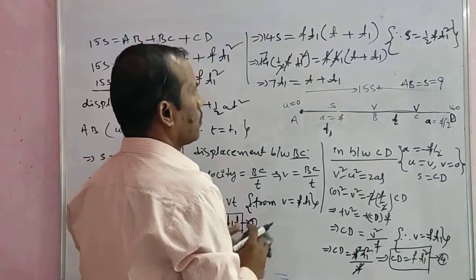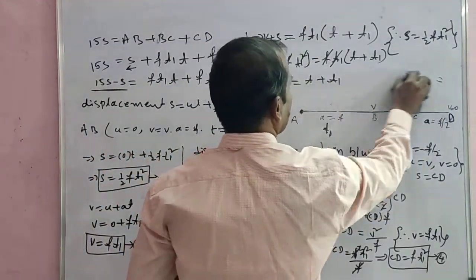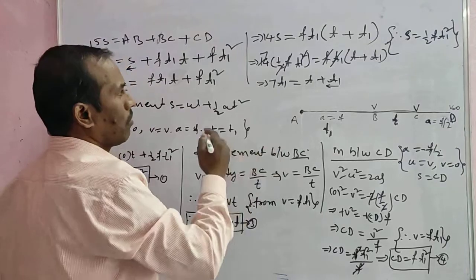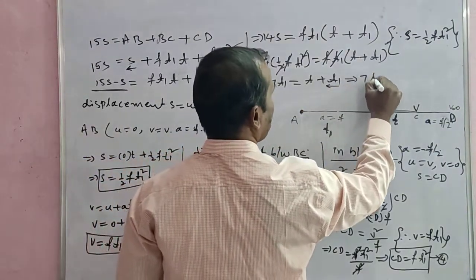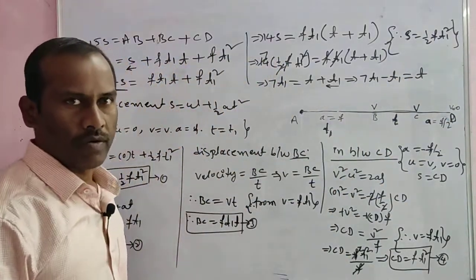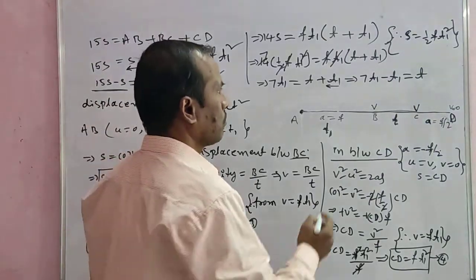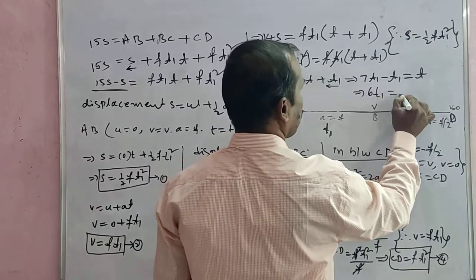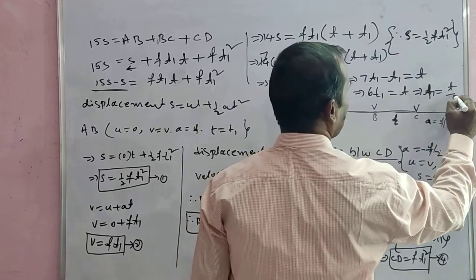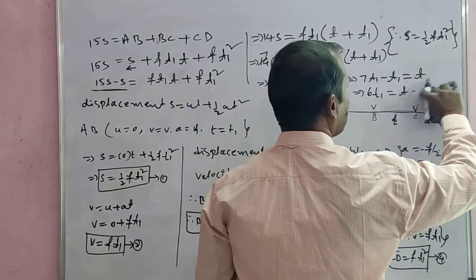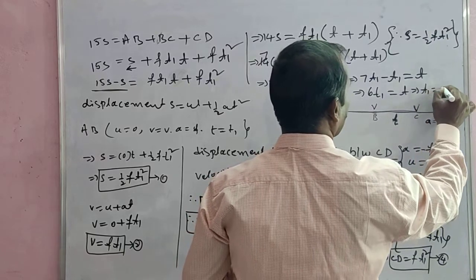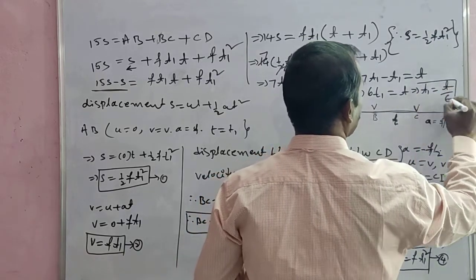Now we want just S. Taking the T1 terms to the left side, 7 T1 minus T1 is equal to T, so 6 T1 is equal to T, which simplifies to T1 is equal to T by 6.